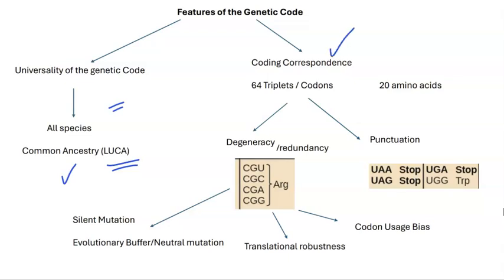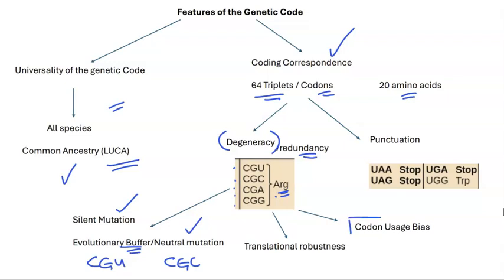When we look at the coding correspondence, the 64 triplets or codons with the 20 amino acids, we've spotted the degeneracy, or sometimes known as redundancy, within the genetic system. So here we have arginine with 4 possible codons. And the interesting thing about this is that if we had, for instance, in a species CGU, a mutation which resulted in CGC would not change the amino acid, and that would buffer the mutation and protects the species. It's known as a silent mutation, or it's part of what's called neutral mutation theory. So it's a kind of protective thing.